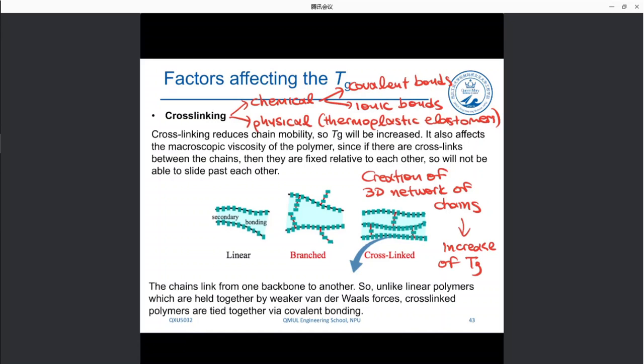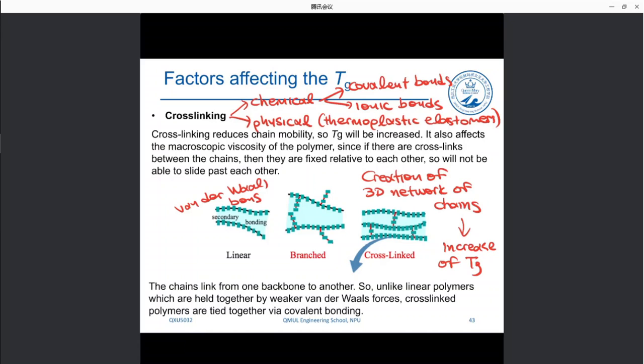So you can see three different types of situations between bonds between chains. When we have linear chains, we have secondary bonds such as van der Waals bonds between the chains. These are generally easy to break, and because of that, any low amount of thermal energy can induce a transformation of the conformations between the chains, passing through the glass transition temperature.